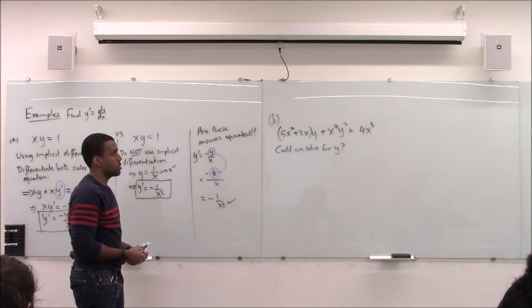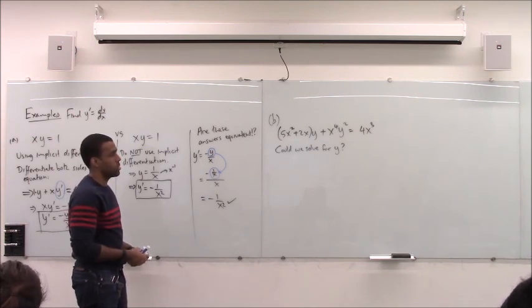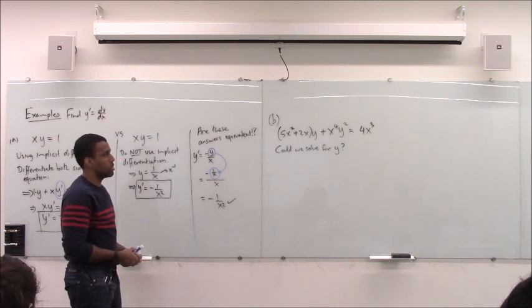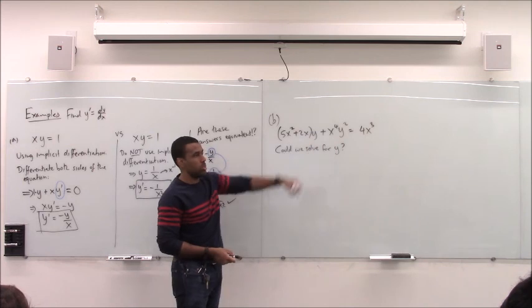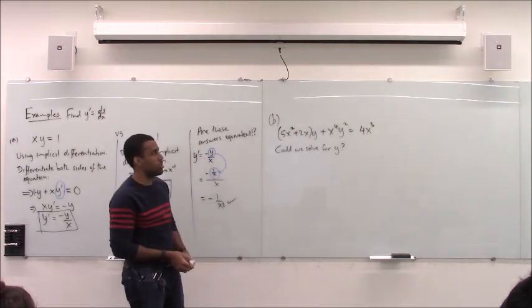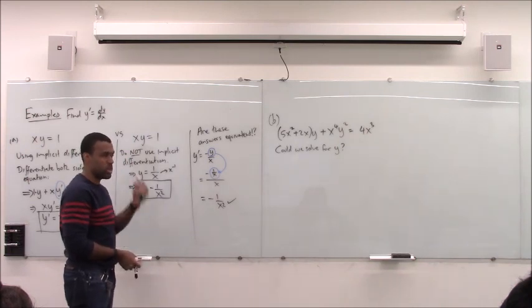Divide, move the 5x squared plus 2x over to the side, divide by x to the fourth. Well, no, because you're going to have a y here. So you get y over x to the fourth plus y squared equals 4x cubed over blah, blah, blah. So you wouldn't be able to solve for y that way.